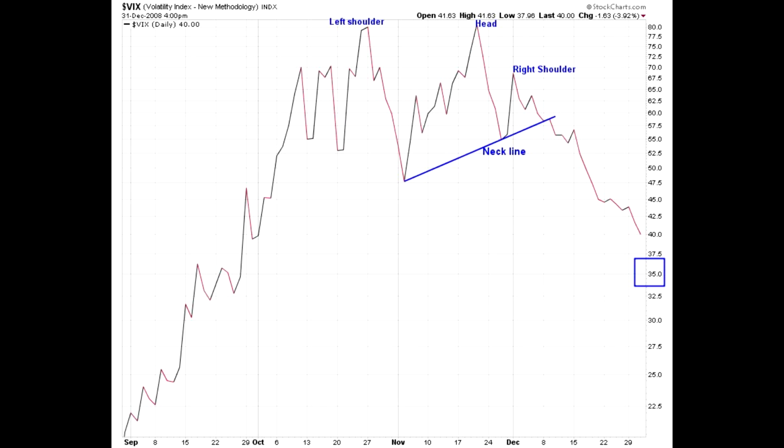This formed the left shoulder. A rally above 80 and subsequent decline created the head. When VIX then topped out near 70, the right shoulder was formed. The breaking of the blue neckline pointed to lower prices. To estimate the downside target, we use the difference between the head and the neckline. This gives us a 35 target marked by the blue box.